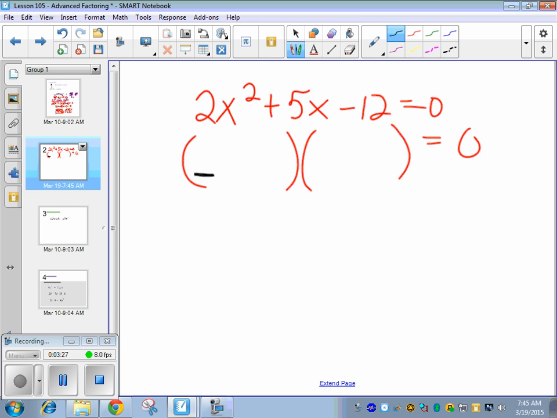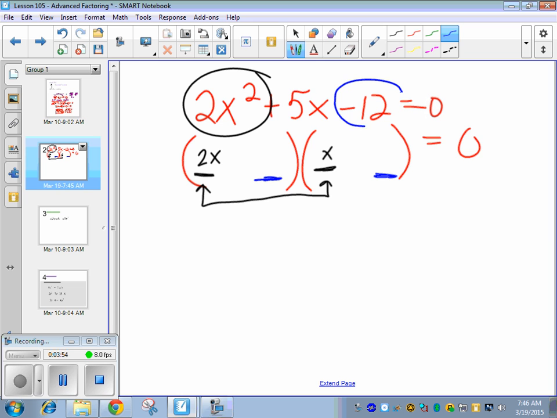All right, so it's the opposite of FOILing. Okay? So these two terms right here have to multiply to be the first term. What multiplies to 2x squared, you guys? There's only one option. Yeah, 2x and x. So it's going to have to be 2x and x. Now, whatever goes here has to multiply to be negative 12. There's a couple options, right? 12 would be 1 and 12, 2 and 6, 3 and 4. So we'd have to guess. That's unfortunate, right? But I'm going to try 3 and 4. It's usually the ones closest together, but not always.